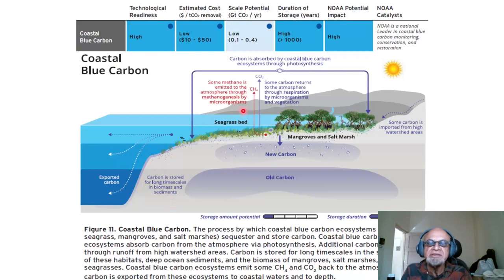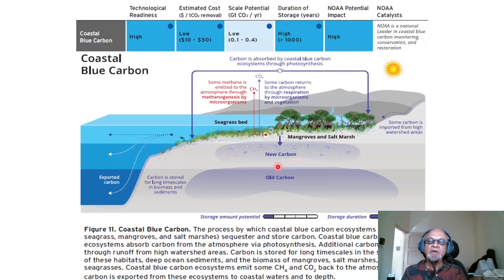Sometimes methane is emitted to the atmosphere through methanogenesis by microorganisms, which is very natural when you have high biomass that is not being grazed by zooplankton or others, and then you have some bacteria that are producing methane when they respire the biomass. Some carbon returns to the atmosphere through respiration by microorganisms and vegetation, but you obviously want to make sure that carbon is absorbed by coastal blue carbon ecosystems through photosynthesis and put away.